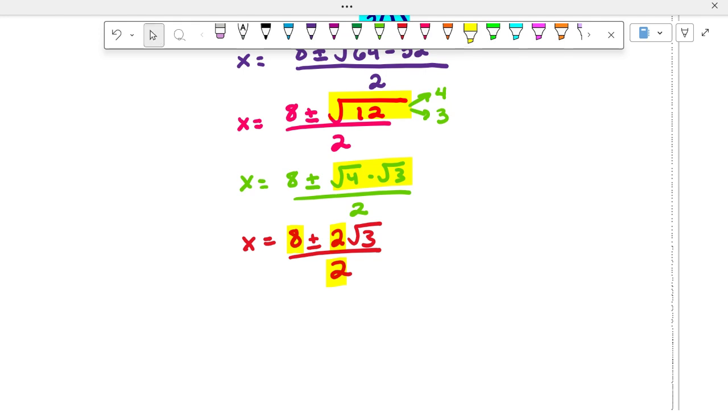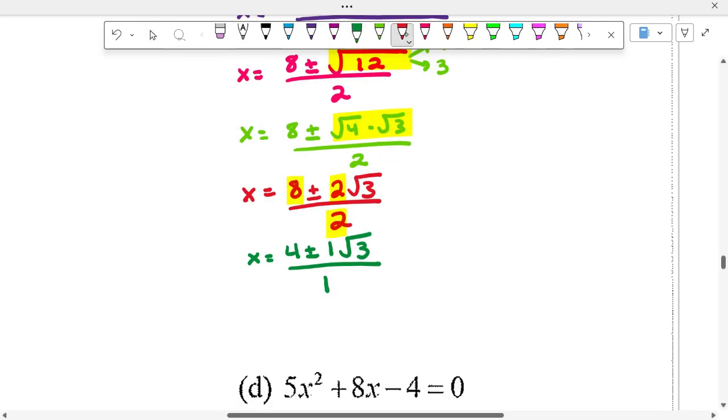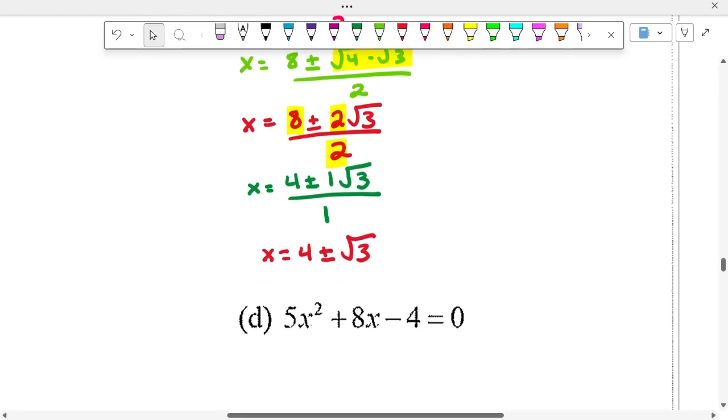So all these numbers can be divisible by what number? So 8, 2, and 2 can all be divided by what? 2. So if I divide 8 by 2, I have 4. Plus or minus 2 divided by 2 is what? 1. Still got the square root of 3 all over. What's 2 divided by 2? 1. If I want to clean it up a little bit, x is equal to 4 plus or minus the square root of 3. And since dividing by 1 is just whatever the numerator is, we can leave it like that.